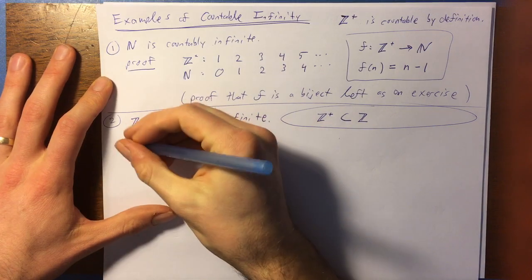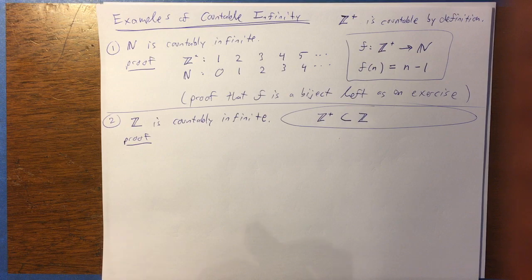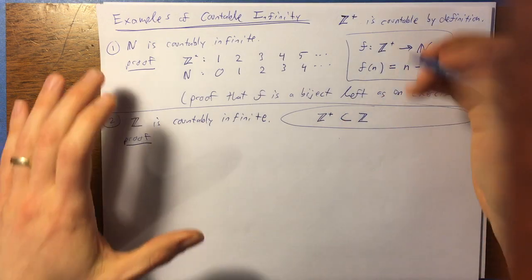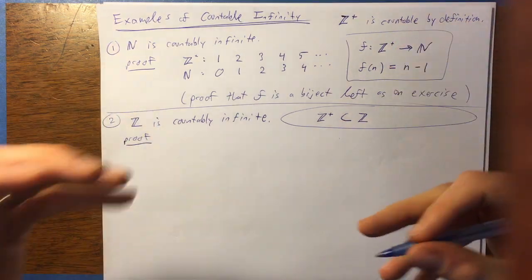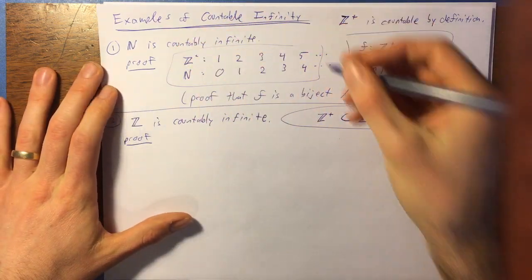So all right, how are we going to end up proving this? In order to do this, we have to find a way to map the positive integers to all the integers, and to do that, it helps to line them up, like I did with the integers and the naturals over here.